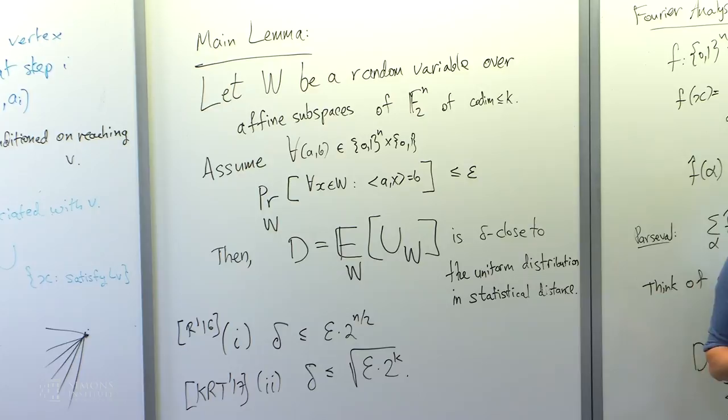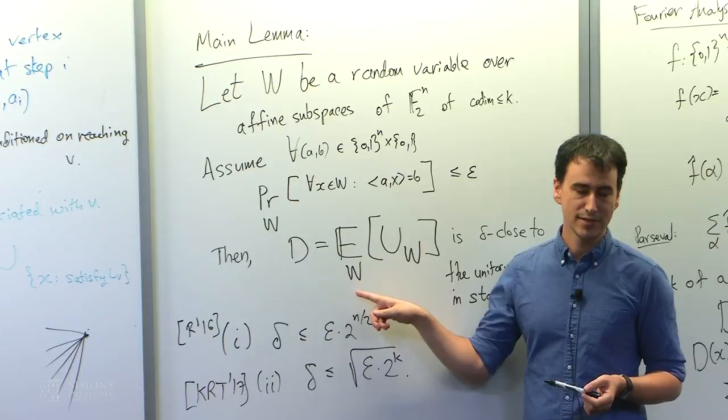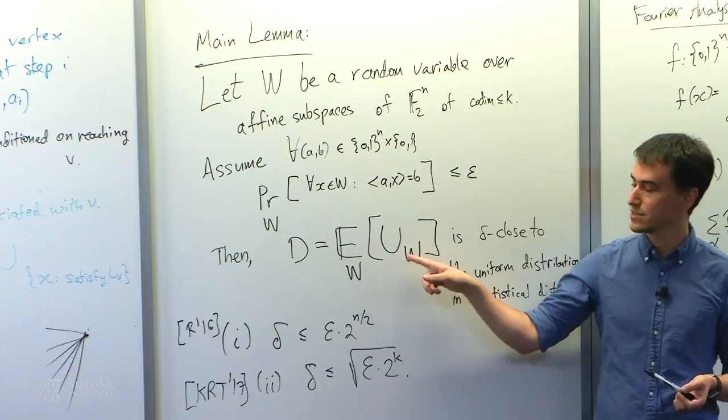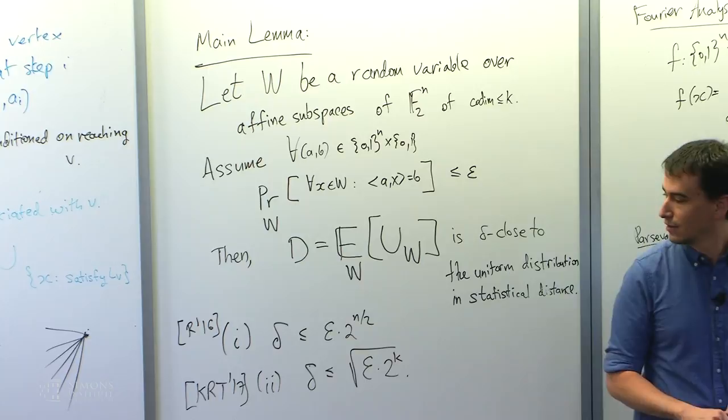What is this distribution? You can think of it as first sampling W and then sampling a point in W. I want to show that this distribution is close to the uniform distribution over all possible strings. And the proof would be not too difficult, actually. It would be a simple Fourier analytical proof.